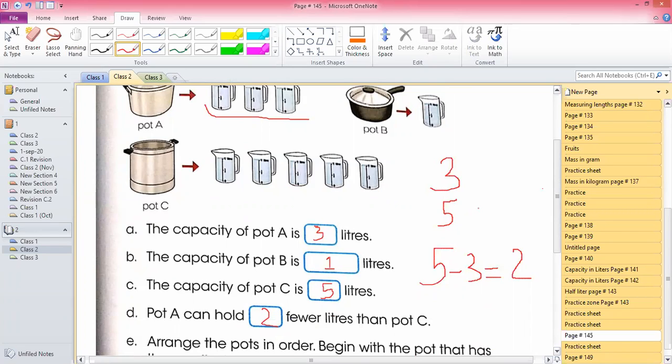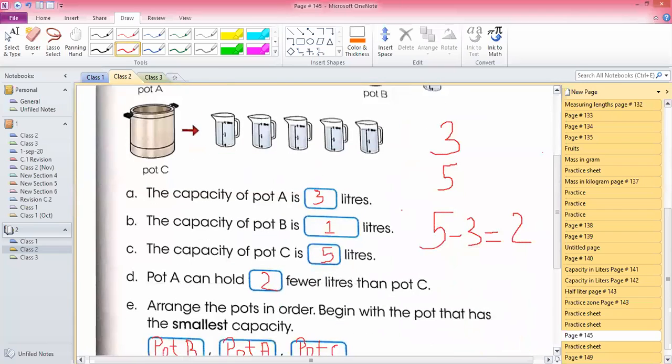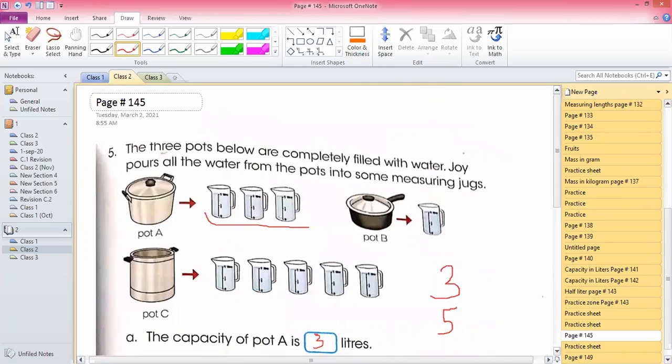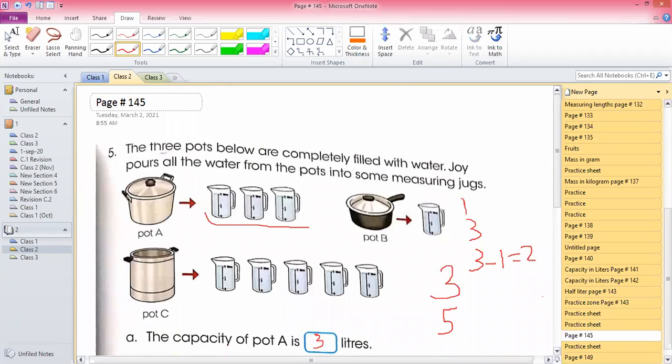Same here, guys. If I ask you about pot B and pot A, how much fewer liters can pot B hold than pot A? You will say, sir, pot B has 1 liter, whereas pot A has 3. So you will find the difference, 3 minus 1, which equals 2 liters. So you will say, sir, pot B can hold 2 fewer liters than pot A.